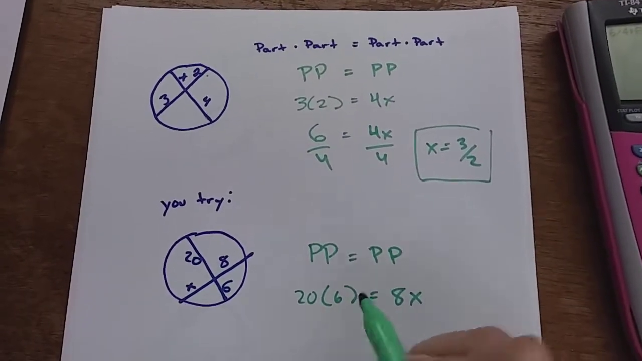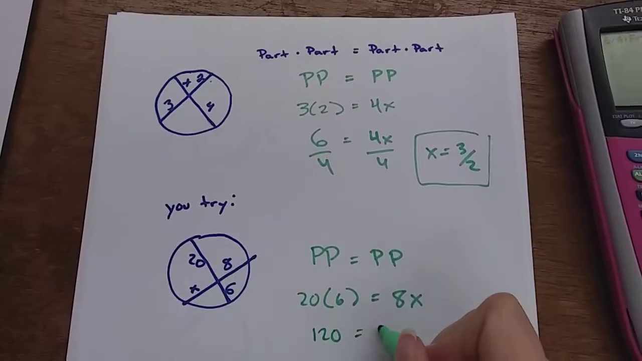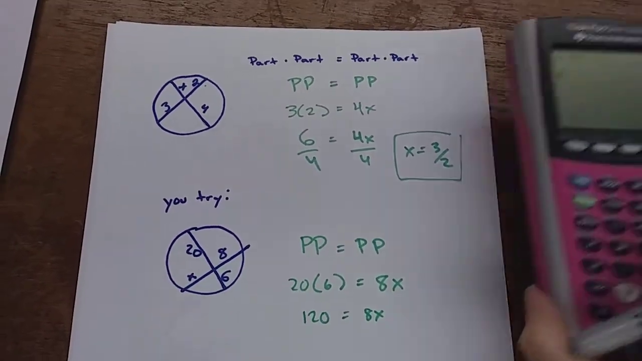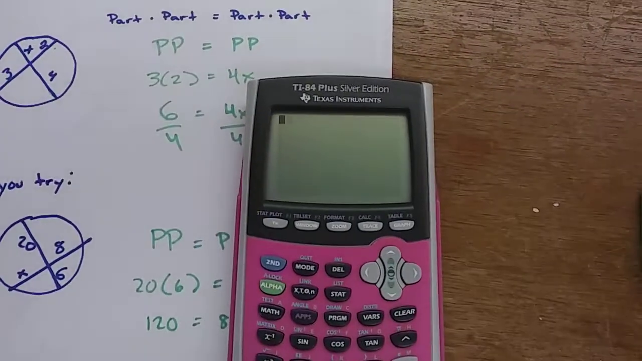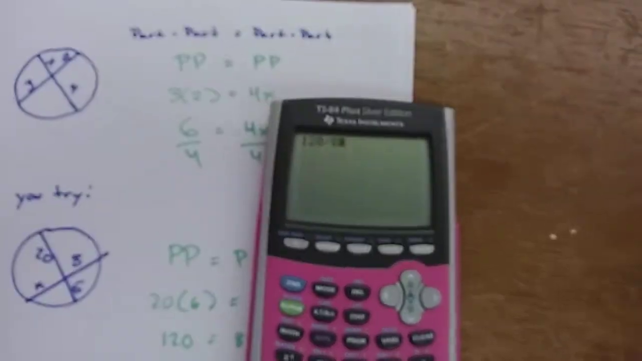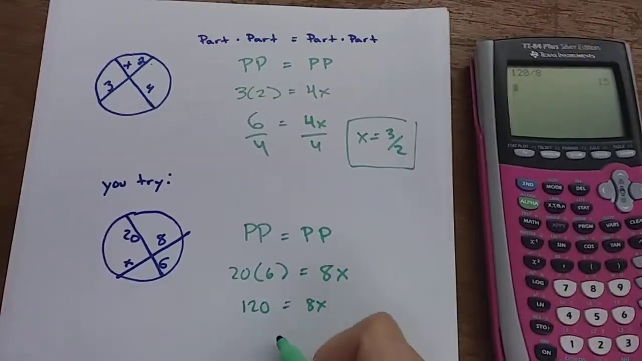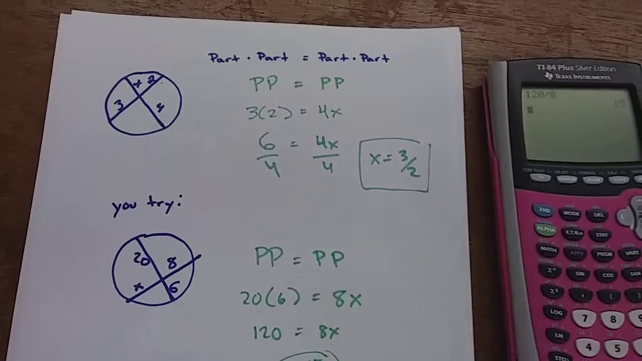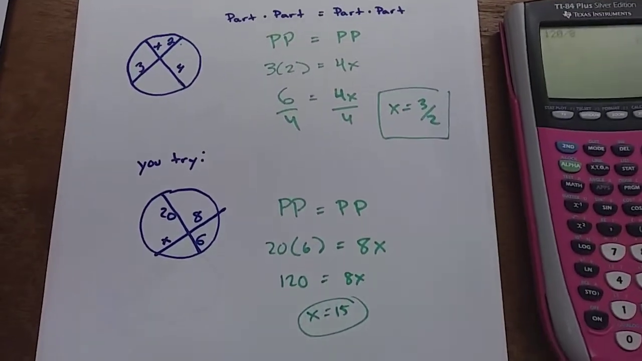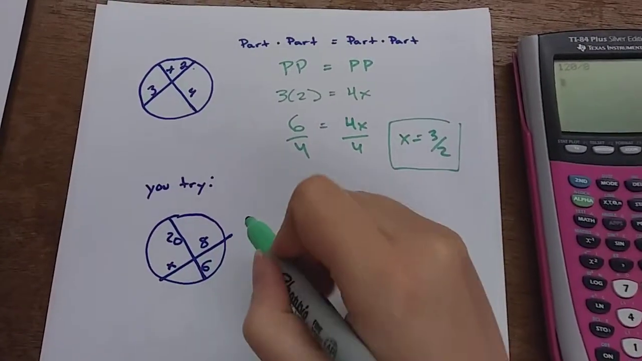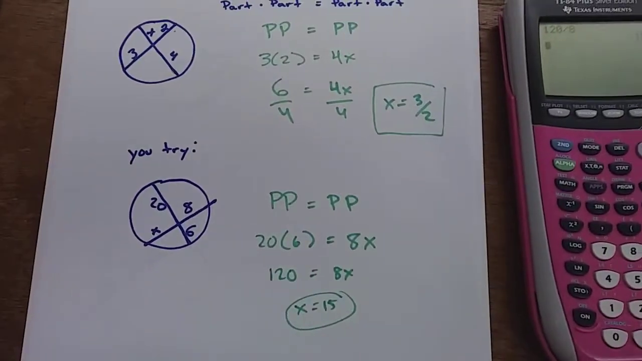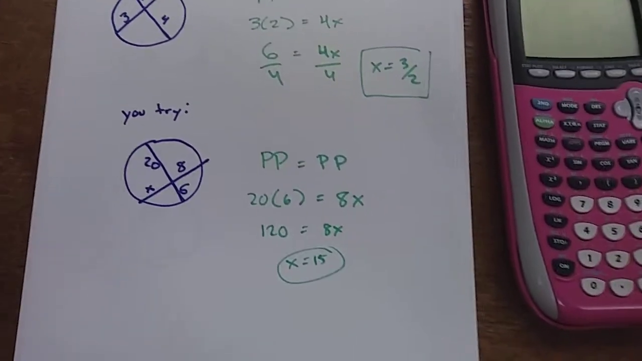20 times 6 is 120. So I'm going to take 120 and divide by 8, and I get 15. Okay, and you're certainly welcome to draw your own circle and measure out the segments and see if this actually works. I think it's pretty cool that it actually does, but you can find out for yourself.